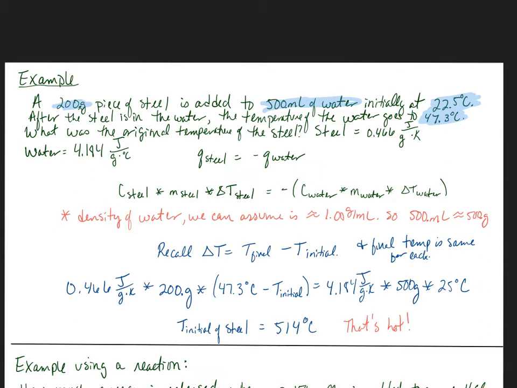So the question is, what was the original temperature of the steel? And it gives you some constants. We know that steel has this constant. Well, that is the heat capacity because we've got grams here. And then water has this heat capacity.